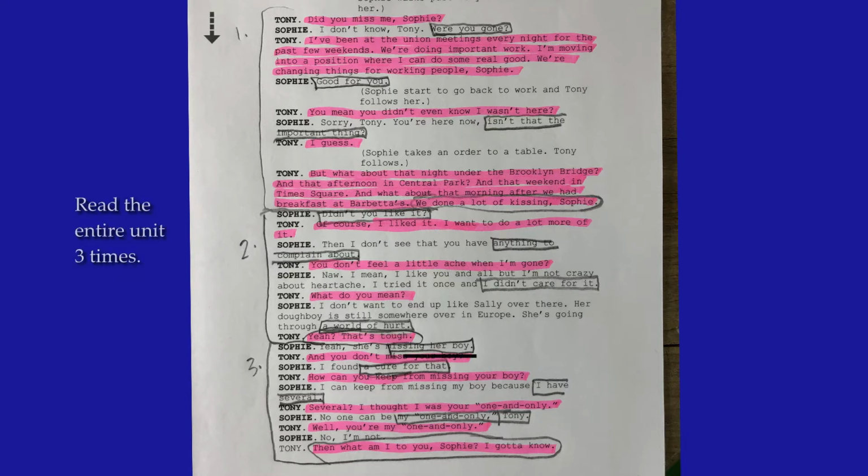In the final pattern of 3, you will read your lines from the entire unit 3 times. By this third pattern, don't read your cue lines out loud, but read them silently as you practice listening to them and picking up your cues.